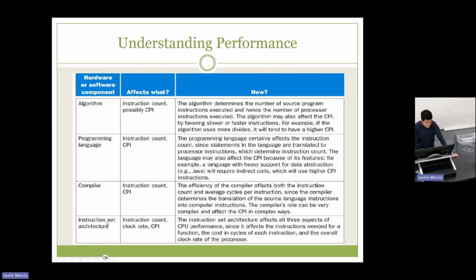But the instruction set architecture, depending on if it's RISC or CISC, can affect the instruction count, right? If it's RISC, it's most likely going to have more instructions. Whereas if it's CISC, you have more complex instructions available to you, so you can do the same task in a smaller amount of instructions. And then your implementation of the instruction set architecture can change the clock rate or cycle time. This is what we'll focus on in chapters 4 and 5.